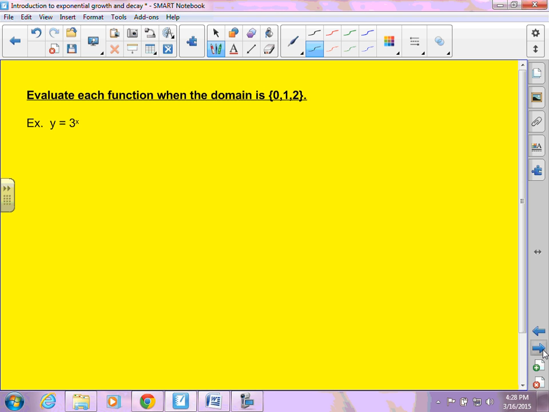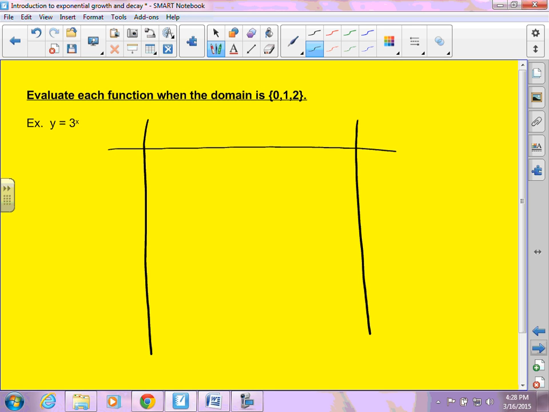When you do these, what you're going to do is you're going to make your h table like you did in the past. And you're going to put your x in the first column. You're going to go y equals 3 to the x. Make sure your exponent is small and to the right. And we're going to put our y in the last column, right? Now, they say the domain, just like linear, it's going to be your x. And we're going to try to find our y.